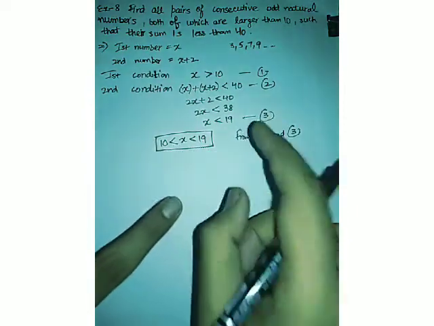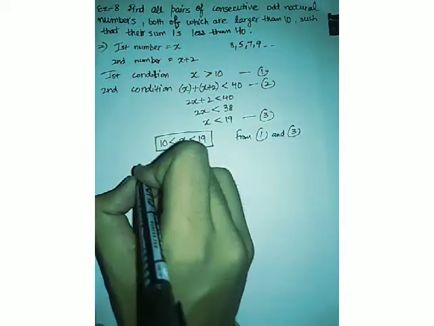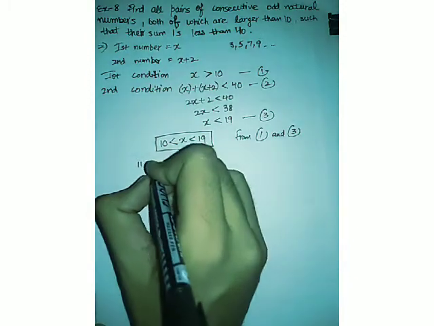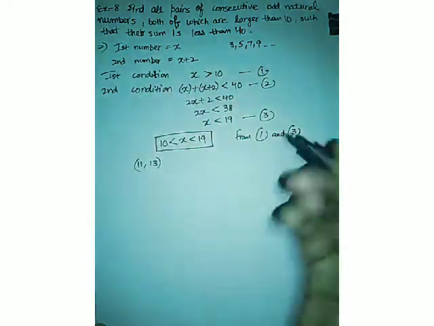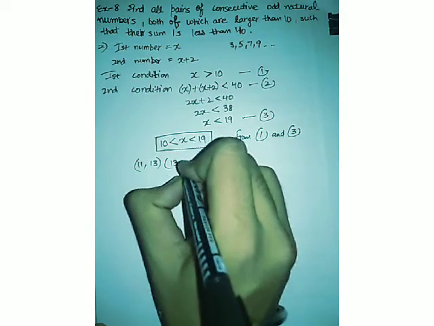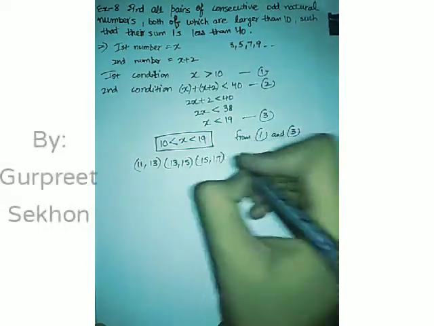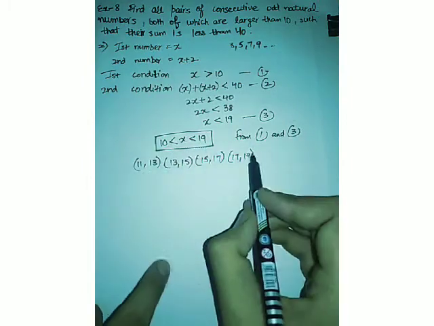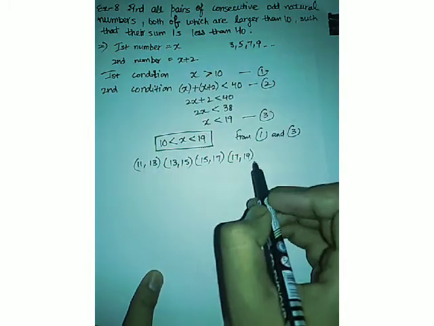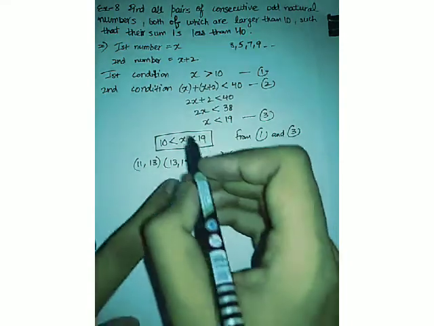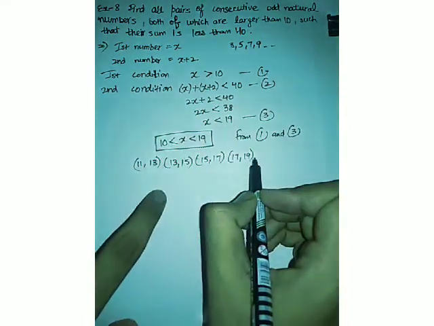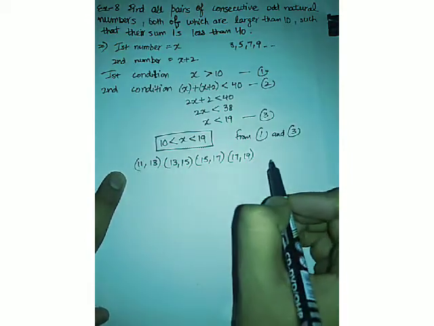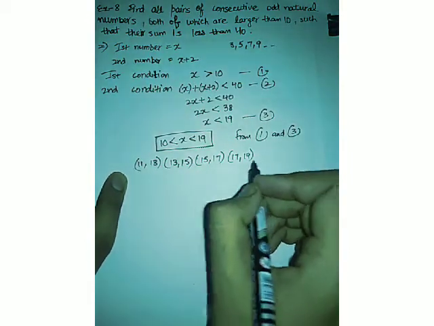Which odd number is there greater than 10? That is 11. After 11 there is 13. One pair is done. Now the second pair, 13 and the next one, 15. Now the third one, 15 and 17. Now 17 and 19. We cannot take x equals 19 because it is strictly less than, and that is why we are forming these kind of brackets, because 19 will not be included. So x is less than 19 and greater than 10. So these are the four pairs of consecutive odd natural numbers.